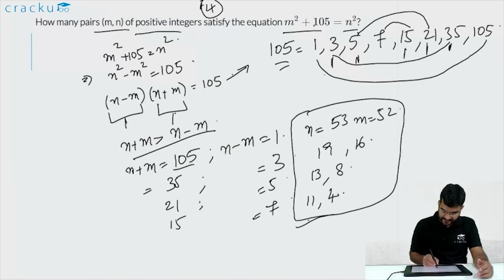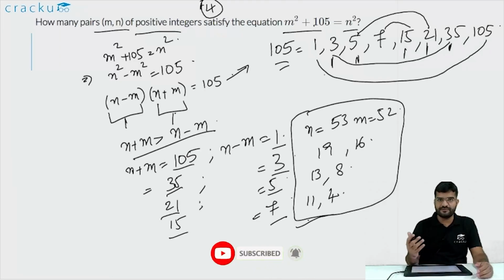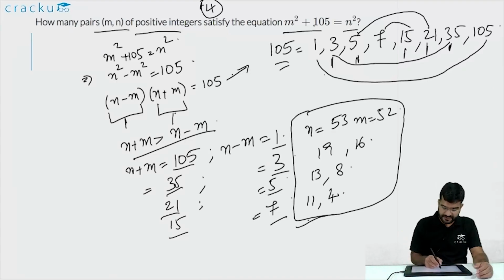The pairs are 105 and 1, 35 and 3, 21 and 5 and 15 and 7. For each one of them, you will be able to find a value of n and a value of m such that n square is equal to m square plus 105. So in this case, the correct answer is 4.